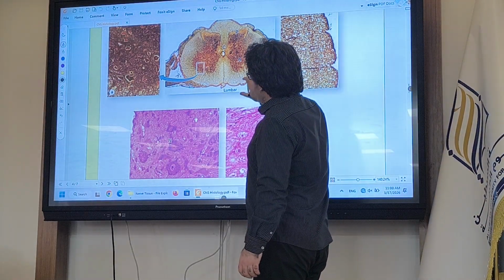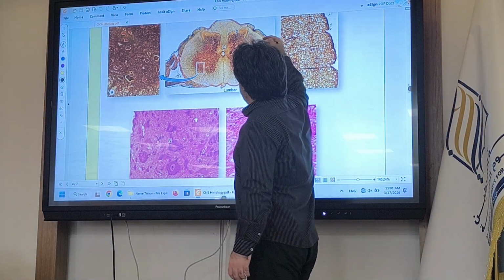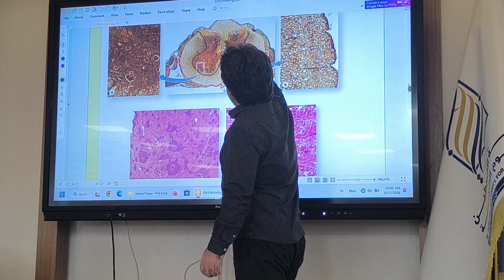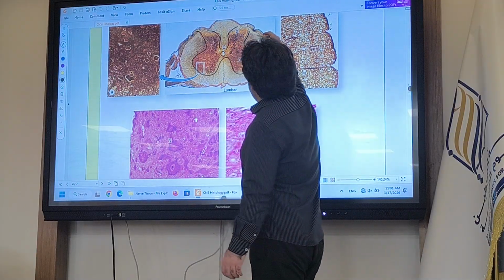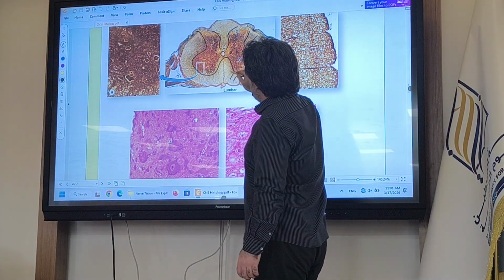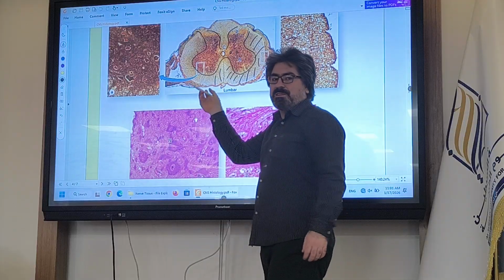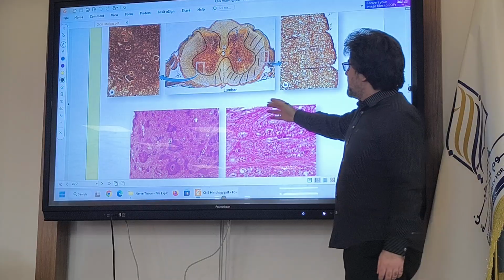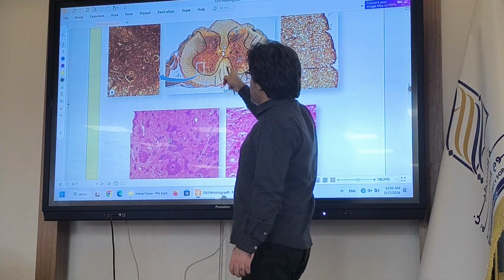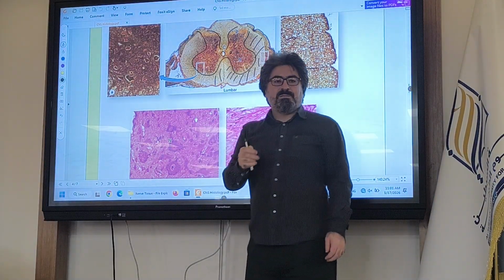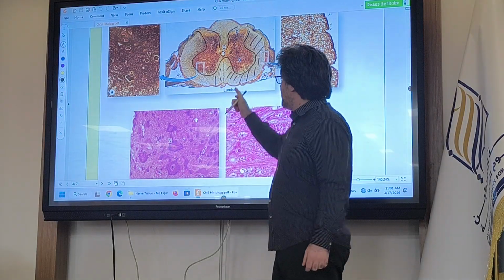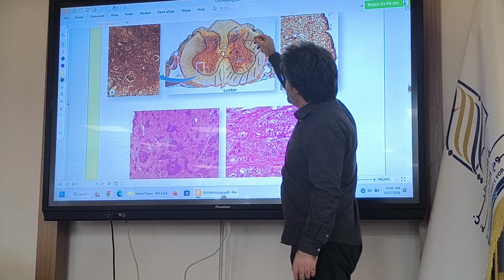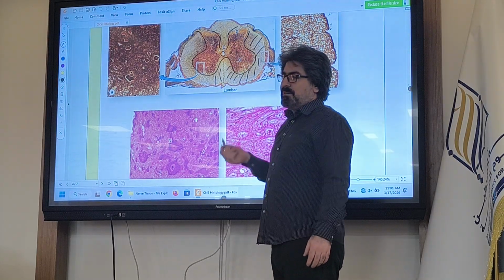And here you can see two distinct areas. The white part here is white matter. And the location is opposite to the cerebrum and cerebellum. In the spinal cord, the white matter is located peripherally, but the gray matter is located centrally. This is gray matter.